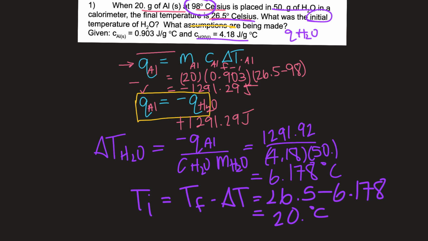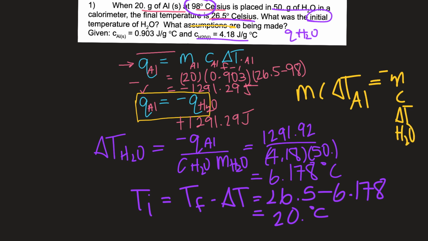So an alternate way of doing this is just to take MC delta T of the aluminum and set it equal to the opposite of MC delta T of the water. And you never actually have to find the Q value in that case, but you have all but one of the variables. So either way is acceptable. I just chose to do it in steps, but you can certainly do it in one shot if you set those equal to one another.